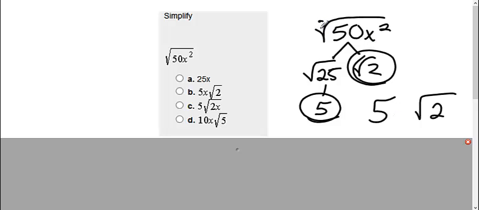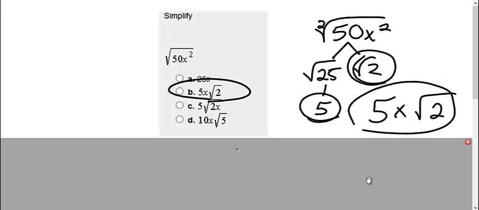Now we know a square root of anything has a little imaginary 2. 2 goes into this 2 one time evenly with no remainder. So I just pick out 1 x here. I have nothing left to put under here. So I get 5x square root of 2, which is B.